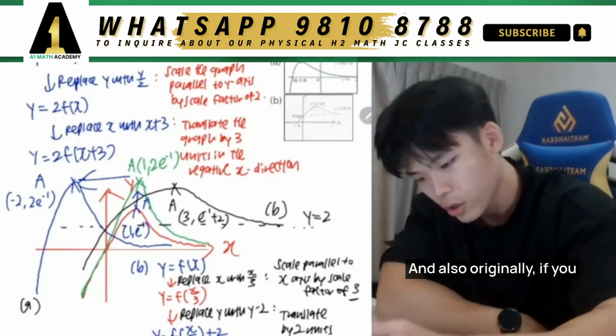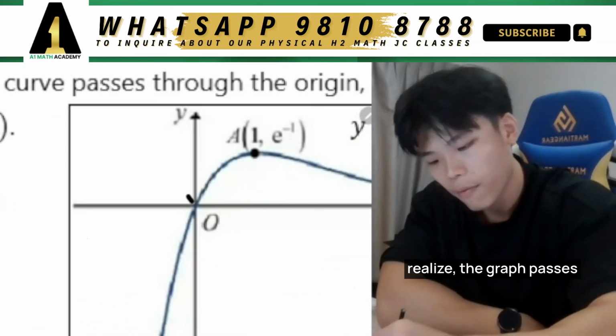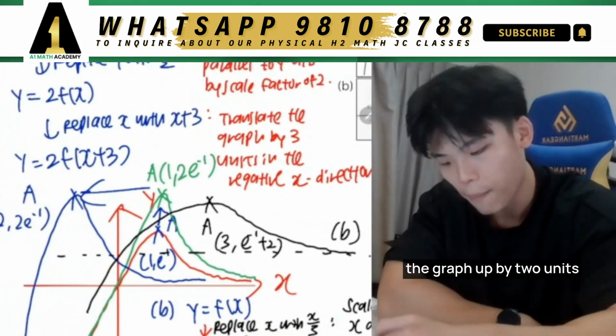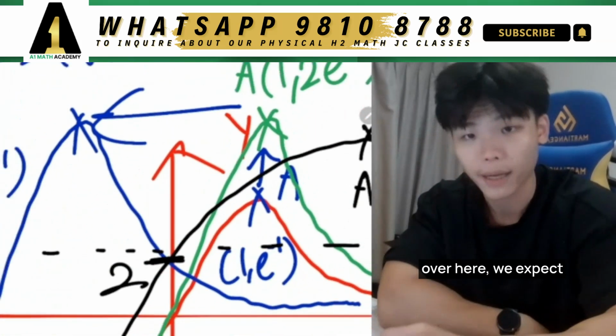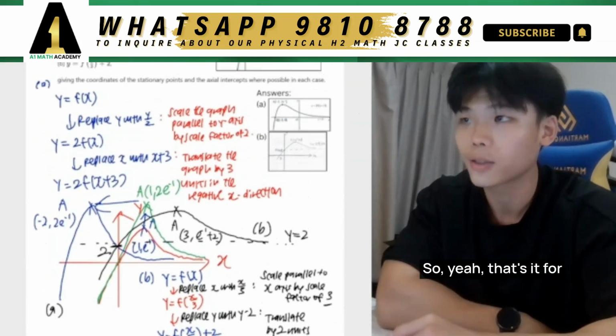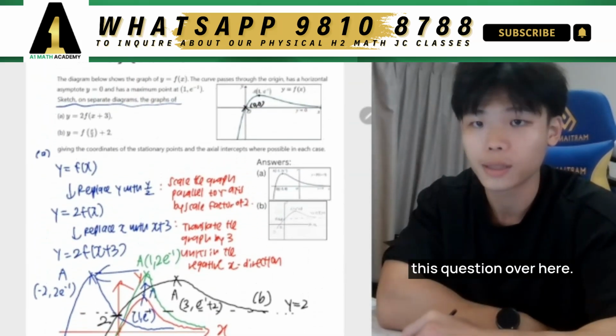And also, originally, if you realize, the graph passes through the origin (0, 0), right? So now when we shift the graph up by 2 units, over here, we expect the y-intercept to be a value of 2 as well. Okay, so yep, that's it for this question over here.